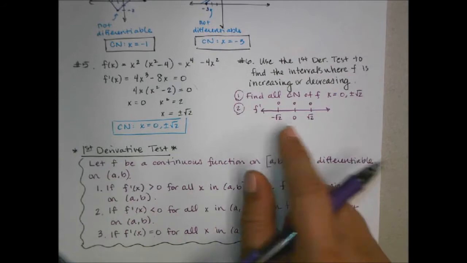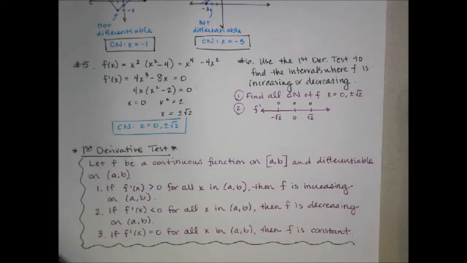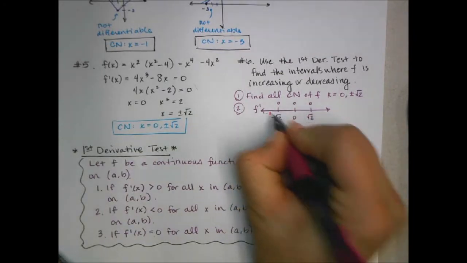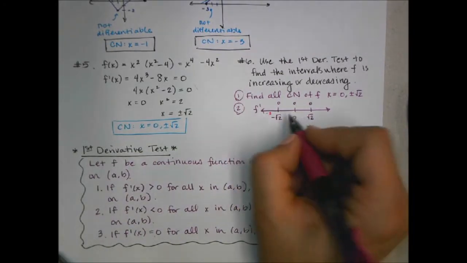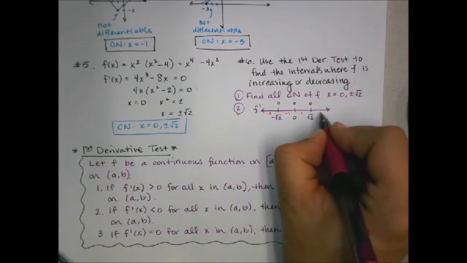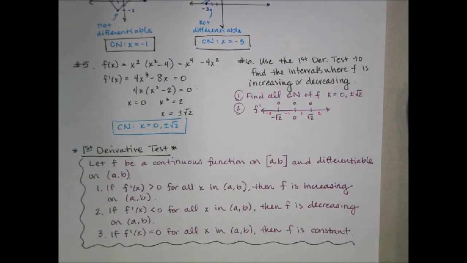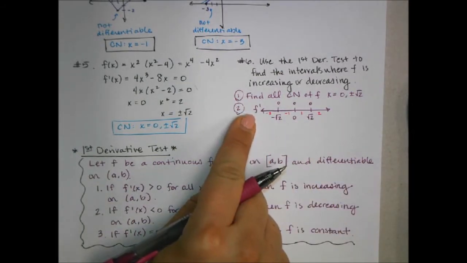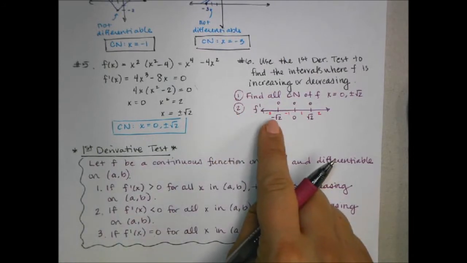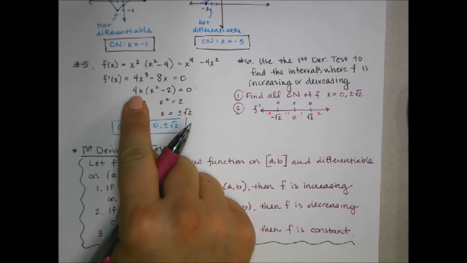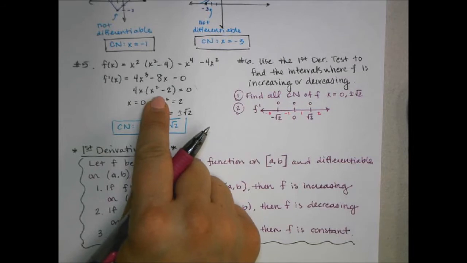So we need test numbers. Something smaller than negative root 2, negative 2 would be a good test number. Something in between, we'll use negative 1, 1, and 2. Where do these numbers get plugged into? That's why we label it f prime. That tells us exactly where to plug all of these in. If I plug negative 2 into our derivative, we're going to get a negative times a positive, which is negative.